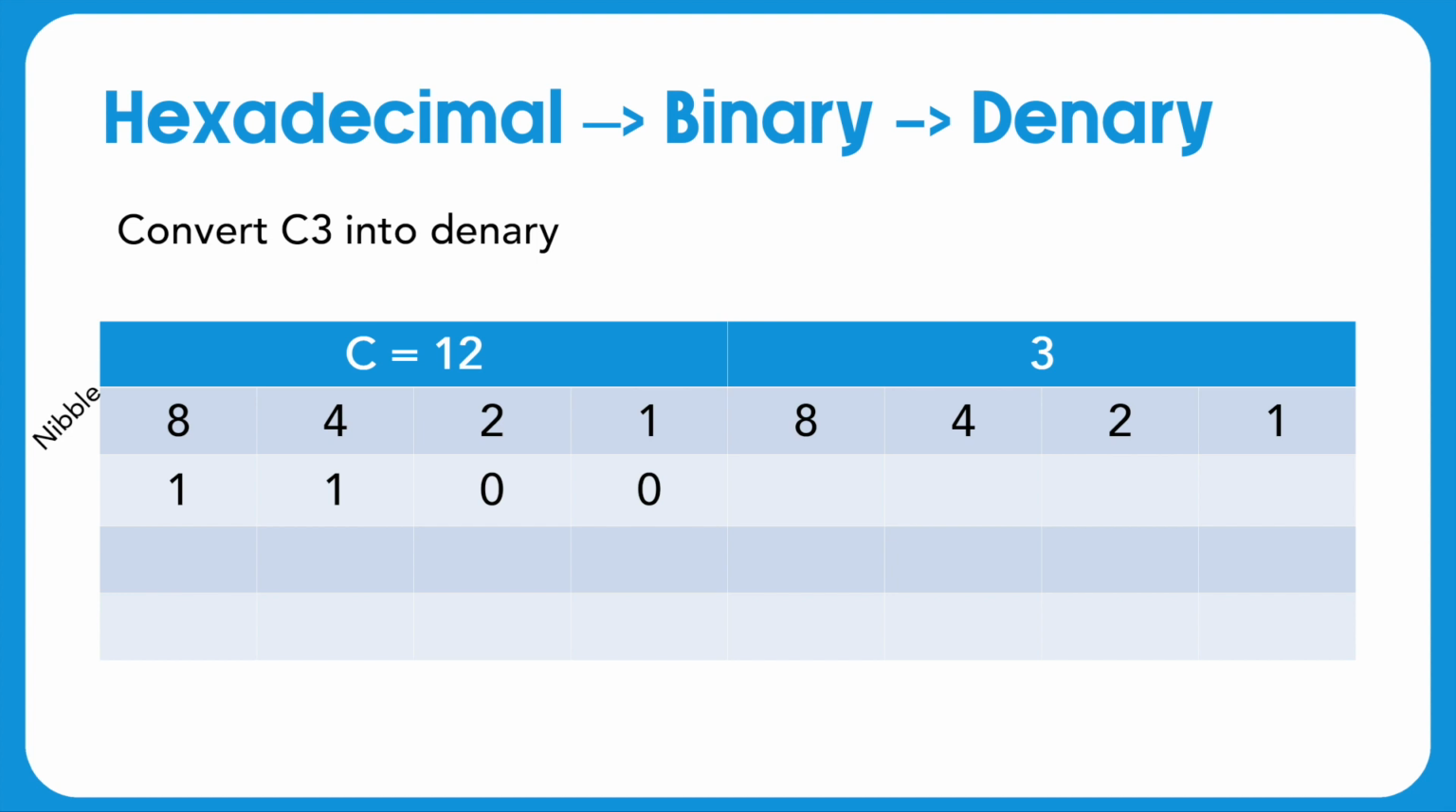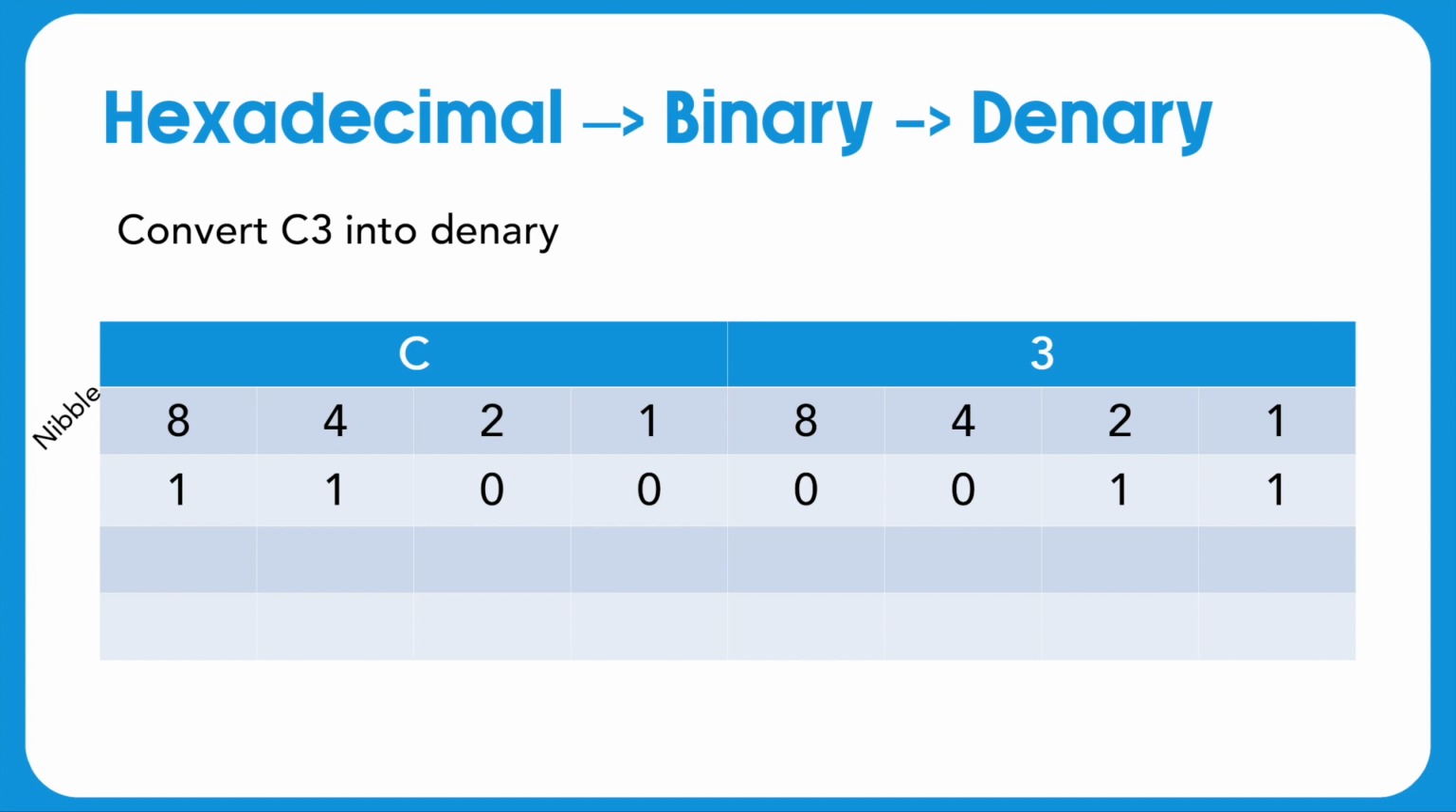We then do the same for the second digit of the hexadecimal value. So, we subtract 8 from 3, which gives us minus 5. As minus 5 is negative, we put a 0 in that column and then carry the 3 on. We then try the next column, so we subtract 4 from 3, which is minus 1. As this is also negative, we put a 0 in that column and then carry the 3 on again. We then try with the next bit, so we subtract 2 from 3, which gives us 1. As 1 is positive, we'll put a 1 in that column and then carry forward the remaining 1. So then we subtract 1 from 1, which gives us 0, so we put a 1 in this column and we're done.